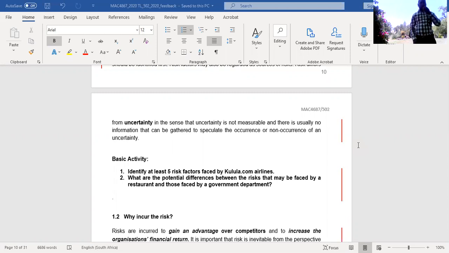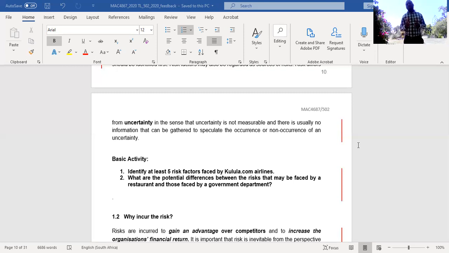In this session, we want to look at one of our first activities that we are given. Basically, it's a session meant specifically to guide you on how to tackle such a question. All right. Now, the first question reads, identify at least 5 risk factors faced by Kulula.com Airlines.